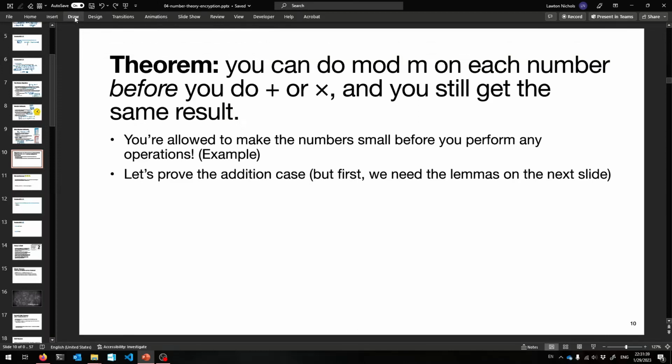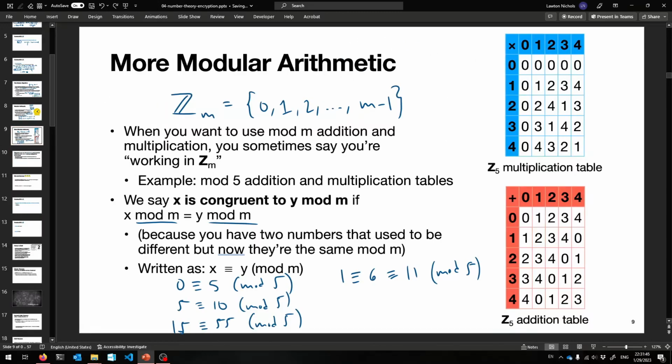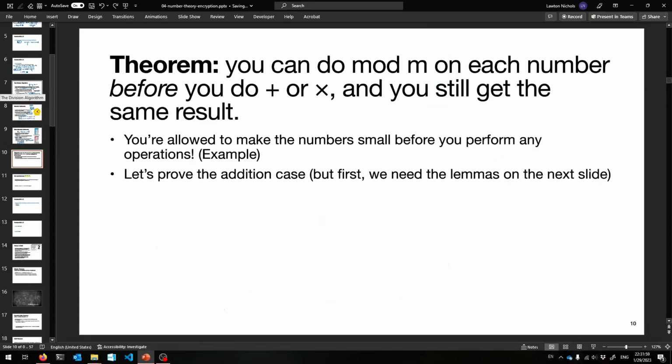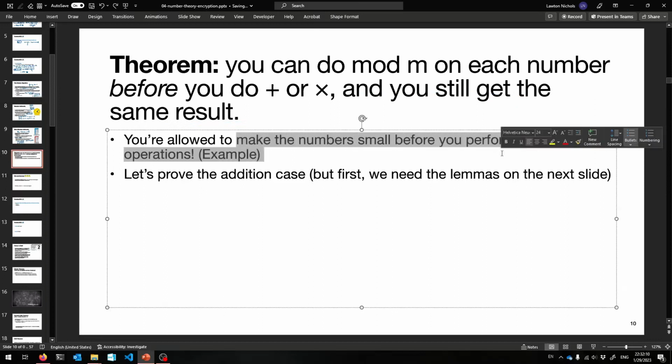So here's the fun trick. You can do mod m on each number before you do the plus or times. This was saying up here, like, you had to do the plus first, the times first, and then do mod m. Well, actually, you could have done mod m on the individual numbers and then taken another mod m. That would have made your result a bit easier to get, all right? So you can do mod m on each number before you do plus or times, and you still get the same result, which is fun. What that means is you're allowed to make your numbers small before you do any of your operations, all right?